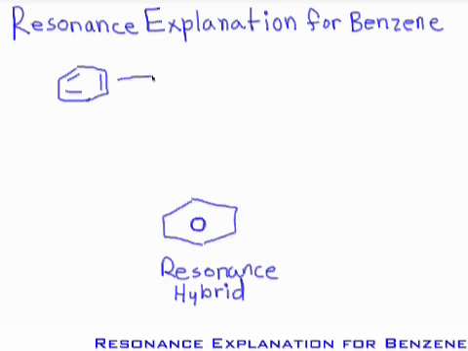And I can draw the other resonance structure for benzene by assuming the pi electrons all shift 1 bond in the same direction. If I do that, I get another resonance contributor who's identical, so he makes equal contribution.